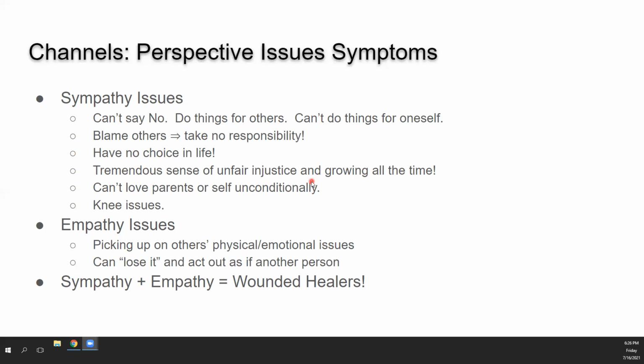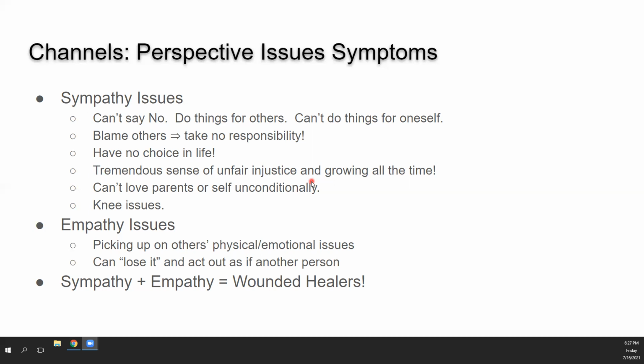A lot of our sympathy issues come from our parents. We can't love ourselves unconditionally. We don't believe in unconditional love. Everything to us may be conditional. So if I behave, I get praise. Right? If I can please another person, then the other person will treat us better. So everything becomes an exchange of I do this, you do this. I do that, you do that. And that's a very, very difficult way to live.